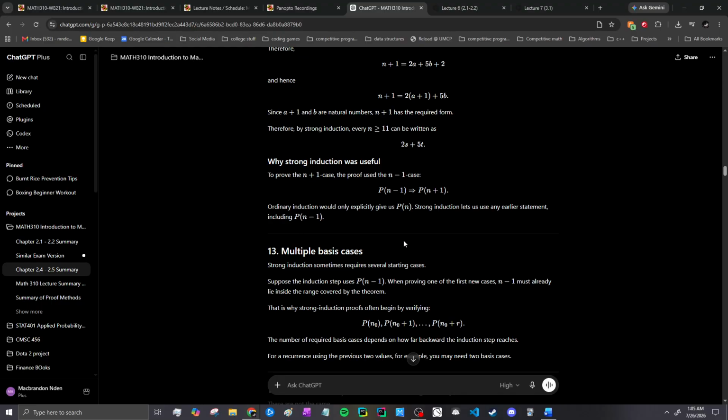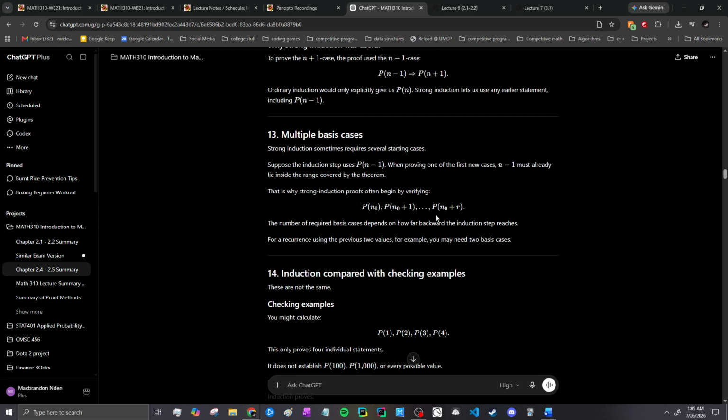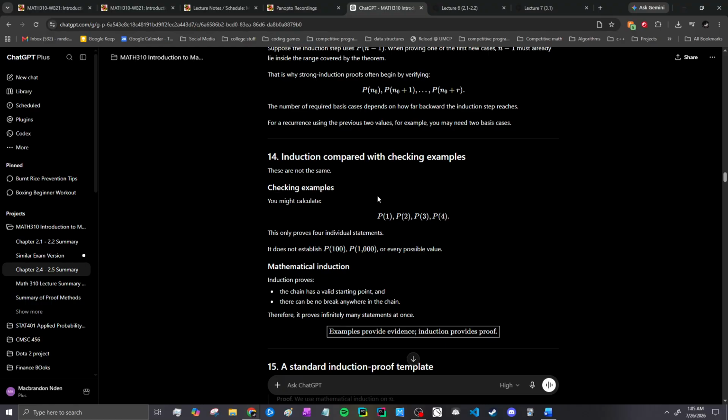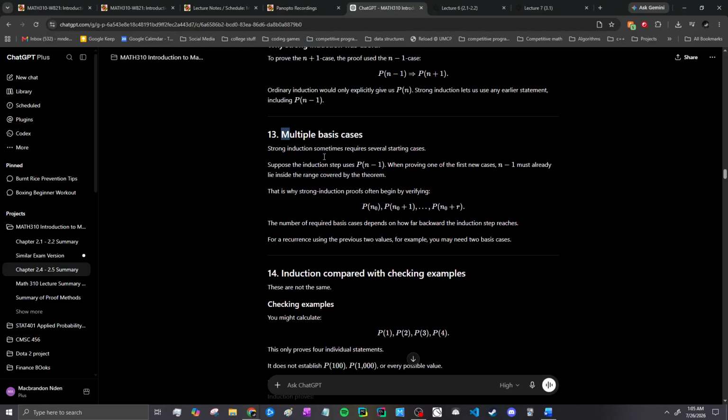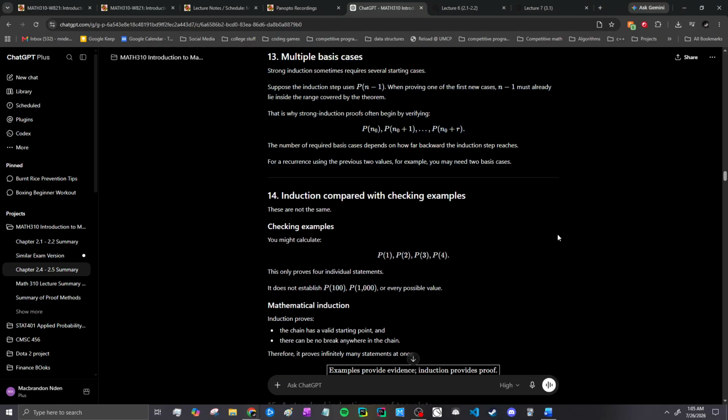Multiple base cases. Strong induction sometimes requires several starting cases. Suppose the induction step uses P(n minus 1). When proving one of the first new cases, n minus 1 must already lie inside the range covered by the theorem. That's why strong induction proofs often begin by verifying P(n0) to P(n0 plus r). Okay, so the case of multiple values.